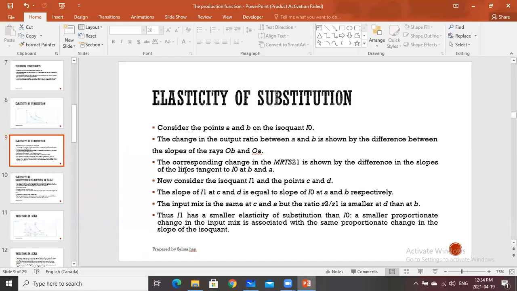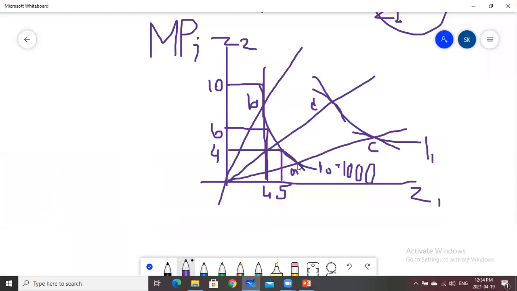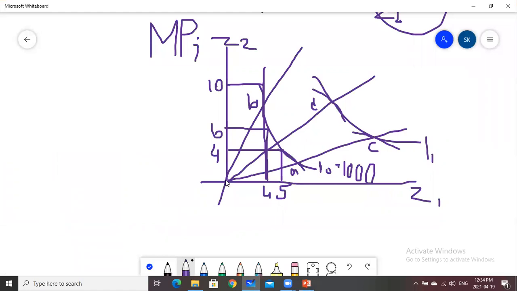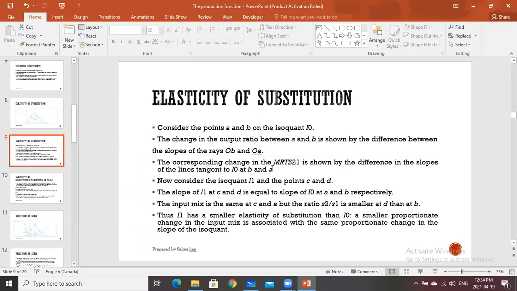Consider the points A and B on the isopoint curve I0. This is point A and this is point B on the isopoint curve I0. Then the change in the output ratio between A and B is shown by the difference between the slopes of the rays OB and OA. Now this is the slope of the ray OA and this is the slope of the ray OB. Change in the output is shown by these two slopes.